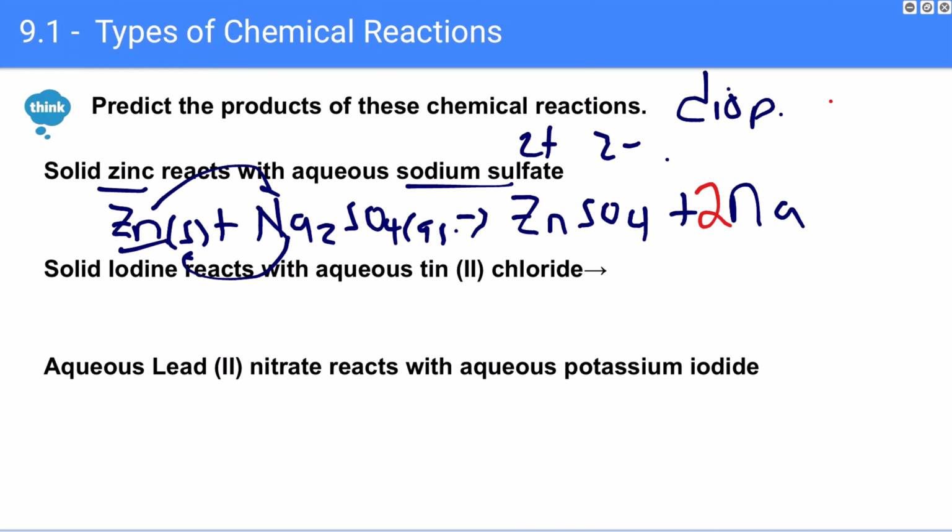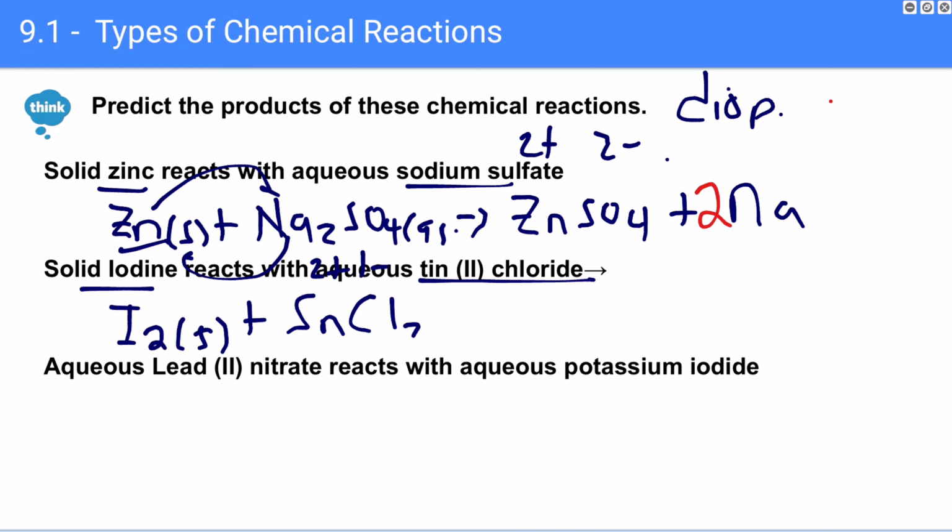This next one here, solid iodine. So let's write this out. Again, writing out our reactants really helps us figure out what our products are going to be. Tin 2 chloride, so that gives tin a 2 plus charge. Chlorine's a 1 minus, so 2 plus, 1 minus.